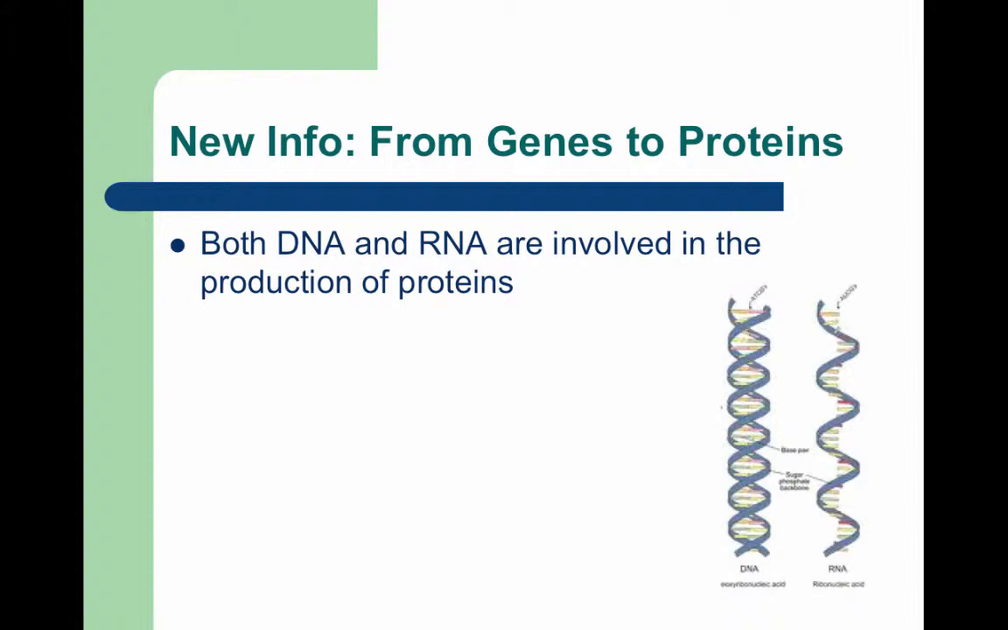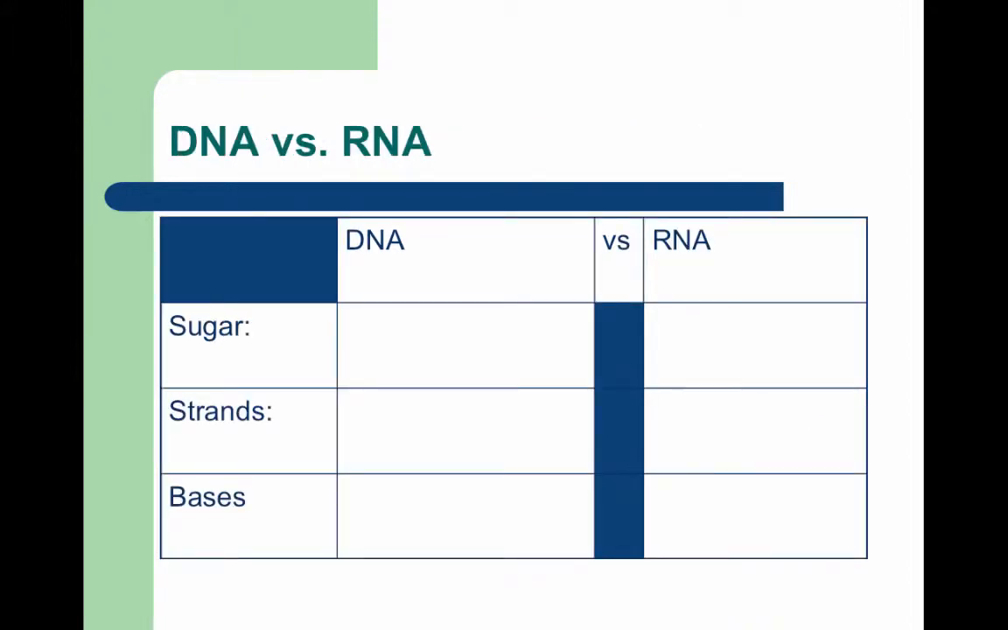Today we're going to the next step. The ultimate goal in this process is to go from DNA to proteins. You're taking the blueprint that is DNA and using that to make proteins that will be used throughout the body in different ways. So DNA and RNA are both involved in the production of proteins.